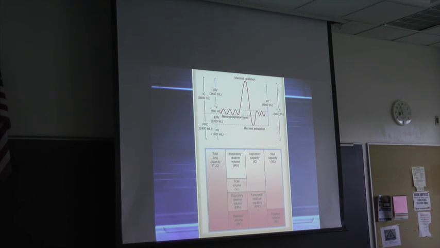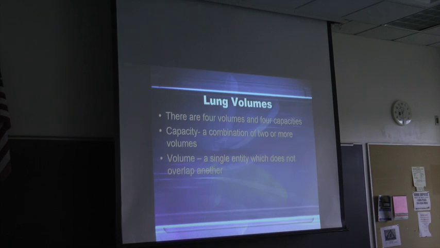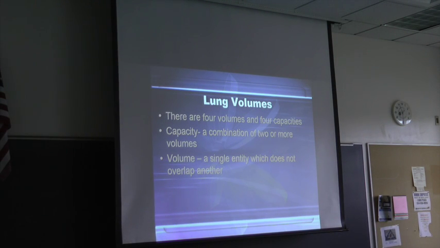So that's a chart, but it's the four columns that I would recommend that you memorize and put in the chart. Okay, so lung volumes. There are four volumes and four capacities. A capacity is a combination of two or more volumes. And a volume is a single entity which does not overlap another.